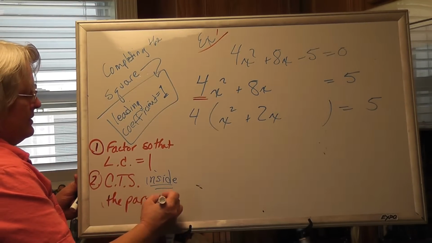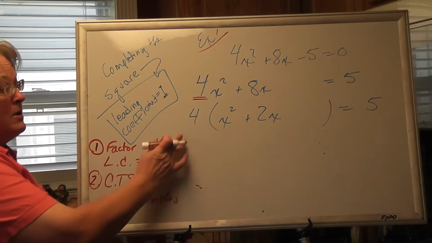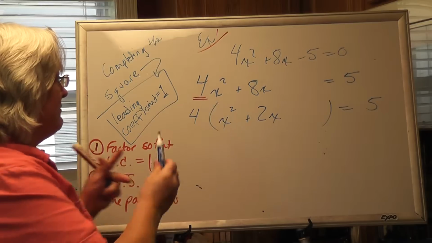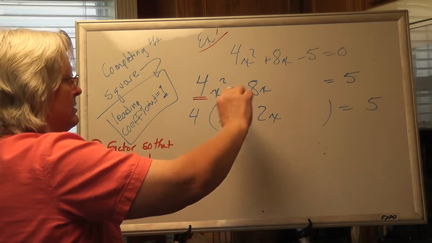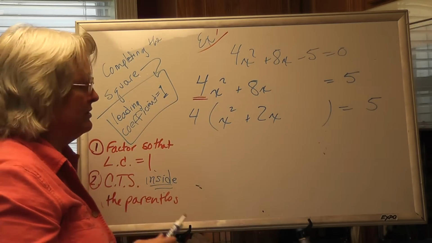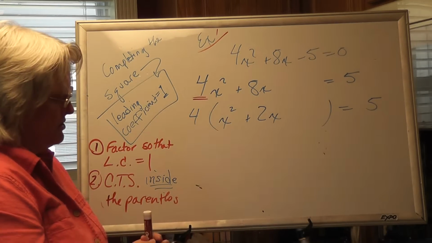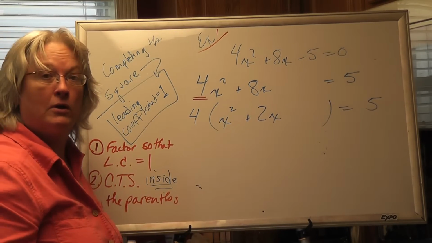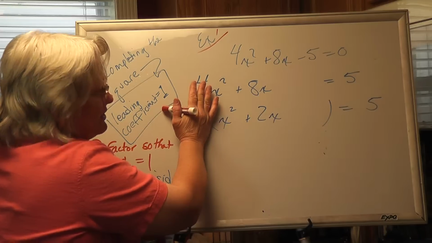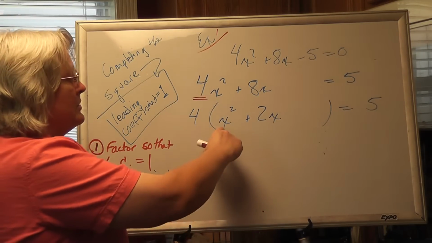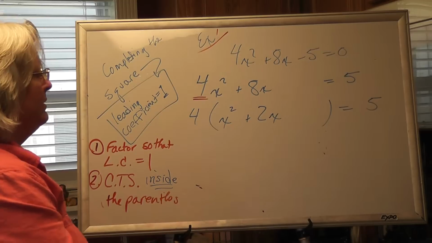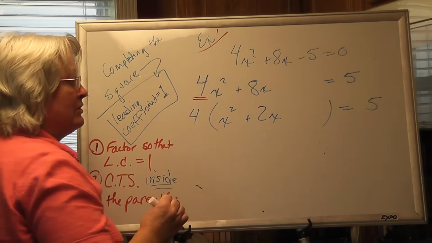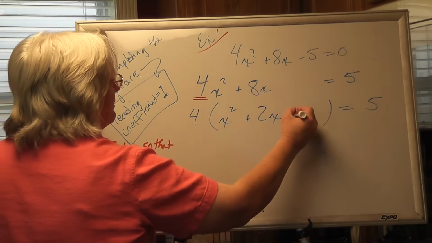What do I mean by that? Well, when you factor something out, you're sort of using the distributive property in reverse. So we have 4 times everything that's within the parentheses. So you simply look inside the parentheses, you have x squared plus 2x. Now you have an expression that you can complete the square on, because the coefficient of that first term is 1. What's half of this first term? Half of the coefficient of the first degree term is 1. Square that and add it.